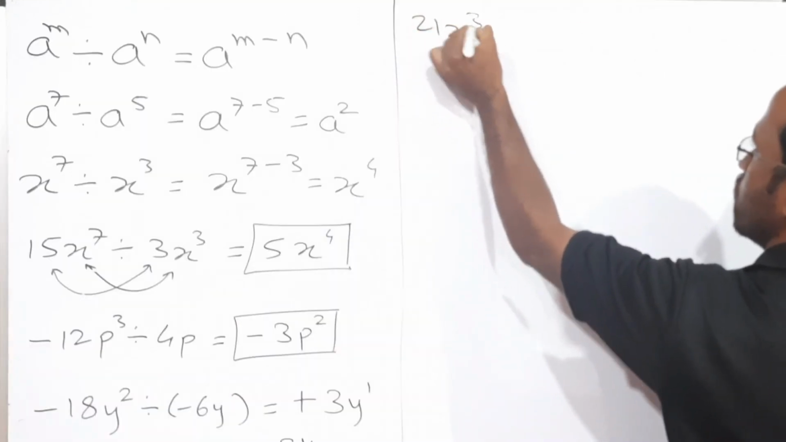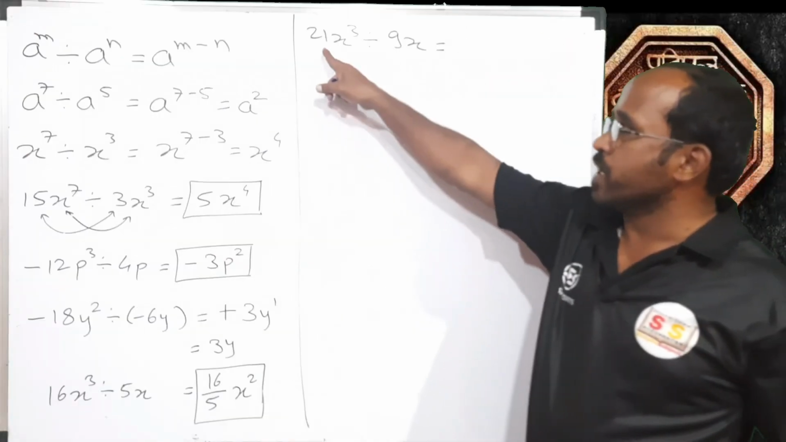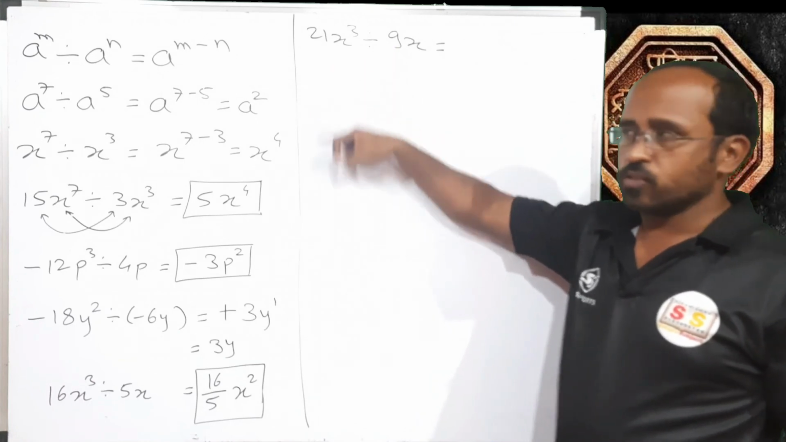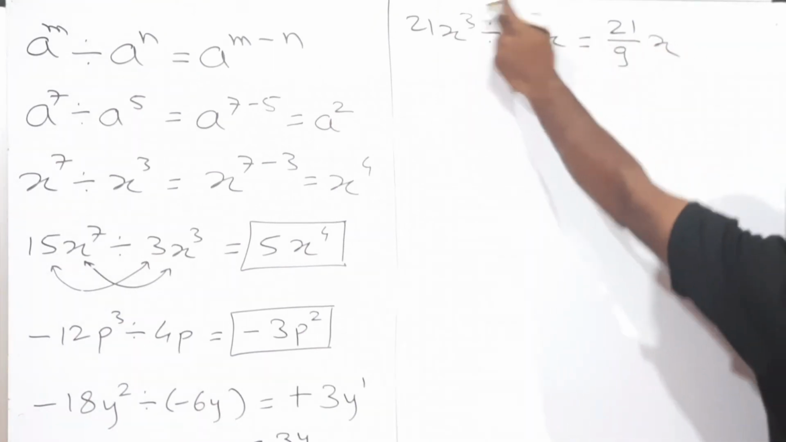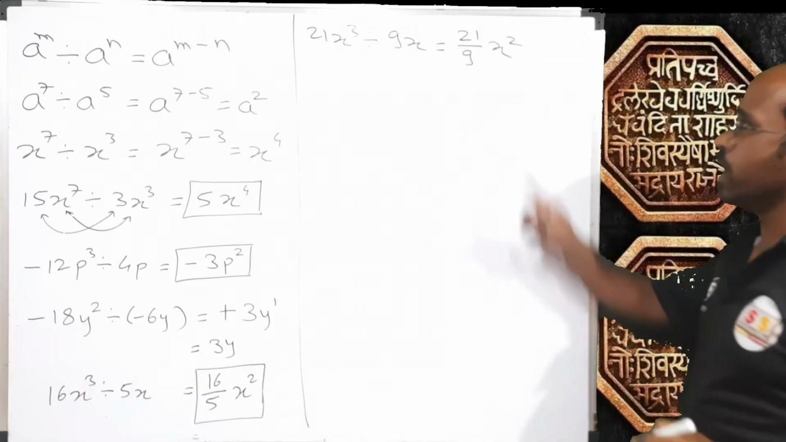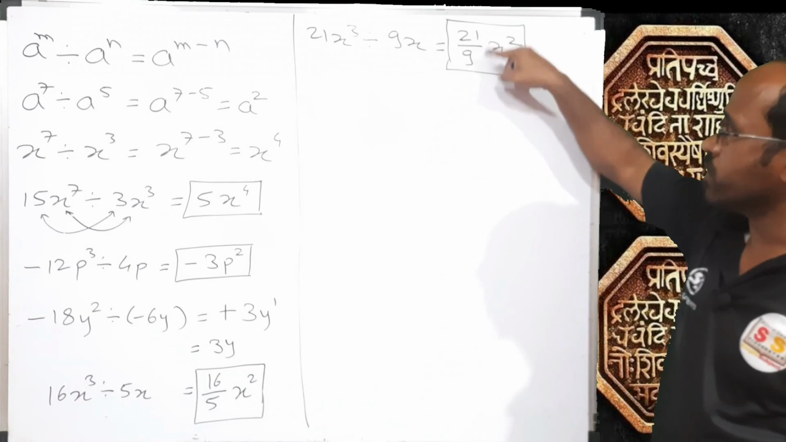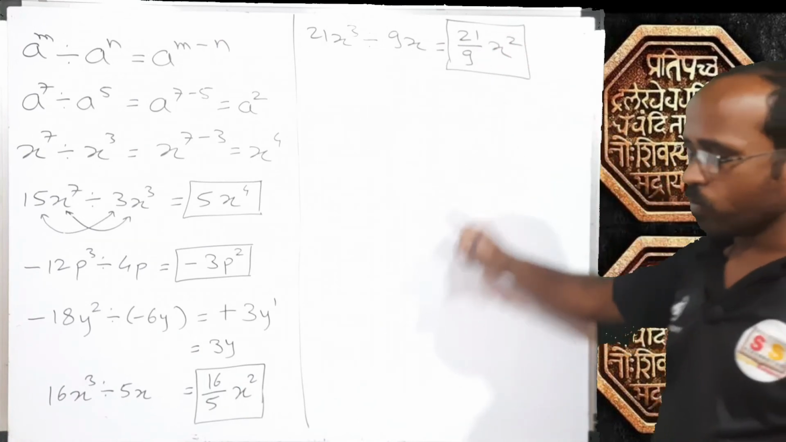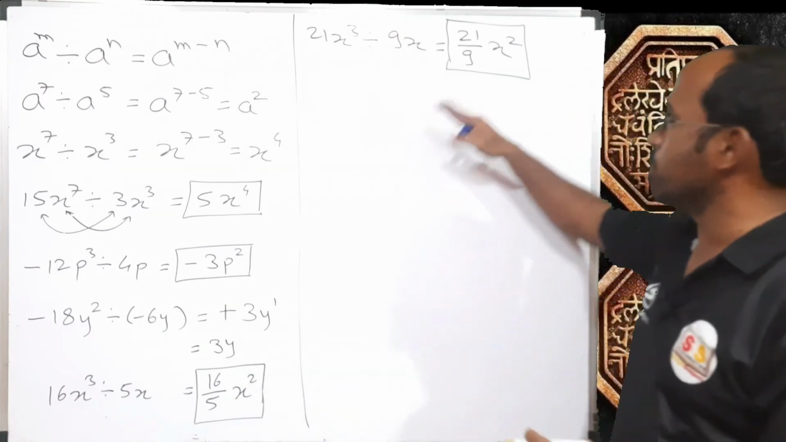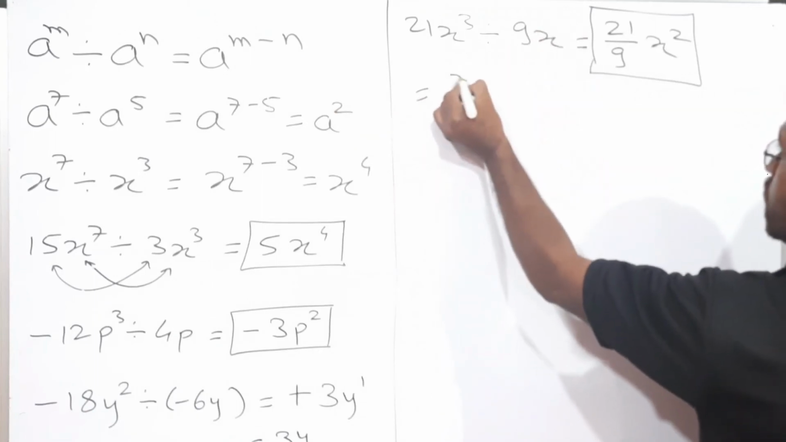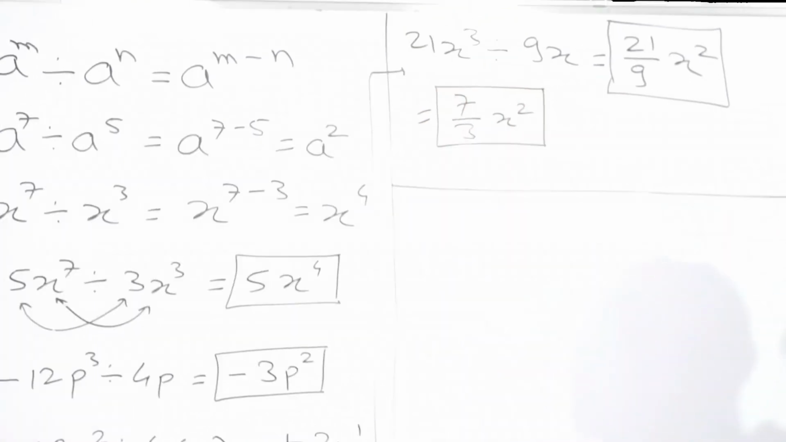21x cube divided by 9x. So what will be the answer? 21 is not in the table of 9, so we can write it as 21 upon 9. X raised to 3 minus 1, 2. So 21 upon 9 x square. This can be our final answer, but we can further simplify it because 21 and 9 are both divisible by 3, and we know wherever there is a fraction and it is possible to apply the test of divisibility, we apply it. So let's apply it here also. 3 7s are 21, 3 3s are 9, so 7 upon 3 x square.